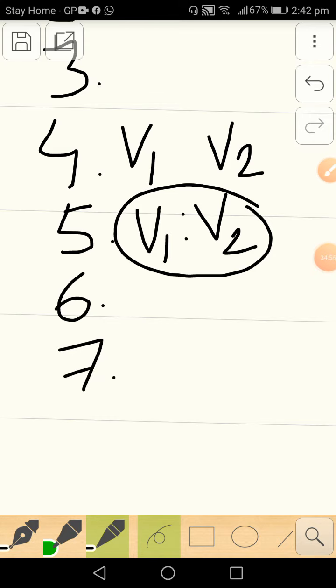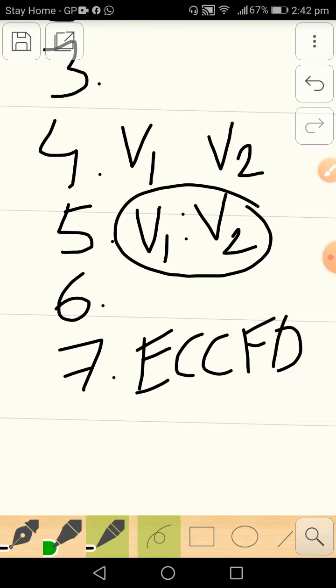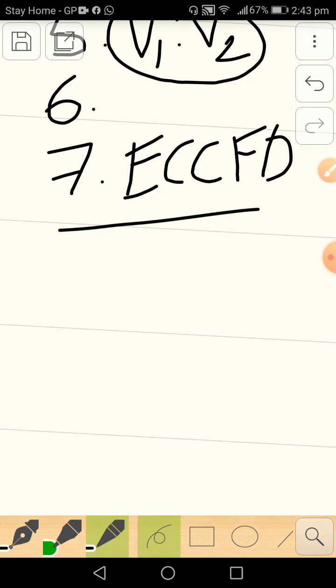And number 7, A, C, C, F, D. Okay, so that's how to prepare a soluble salt.